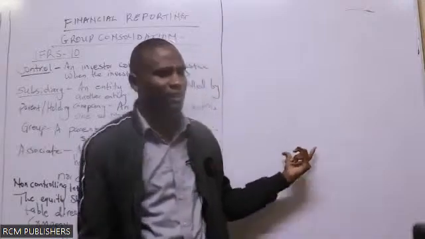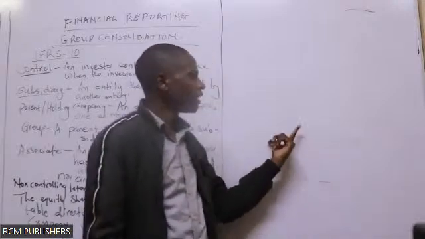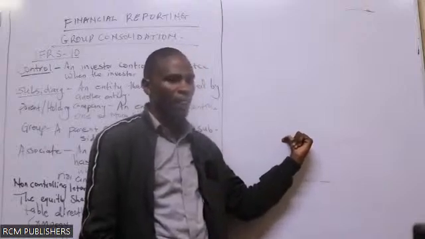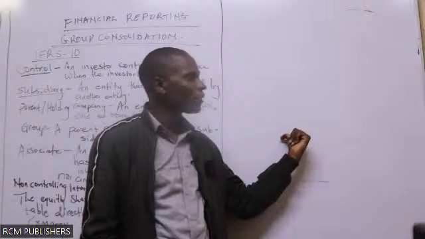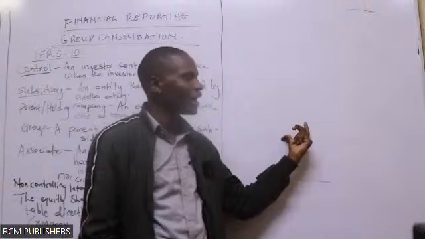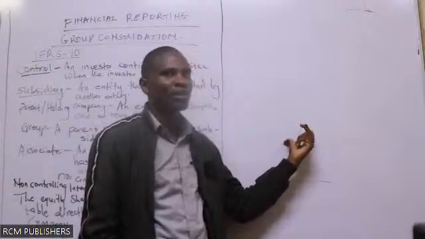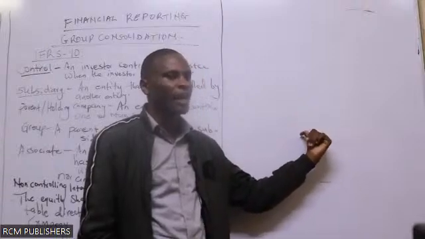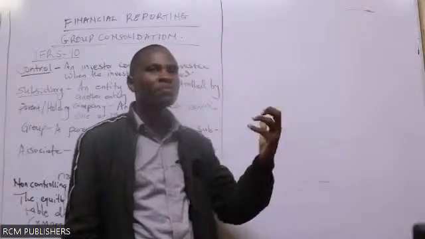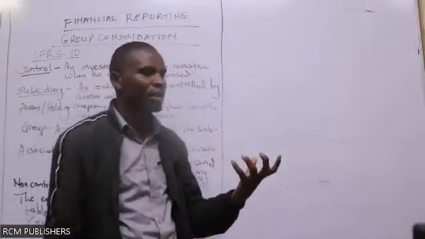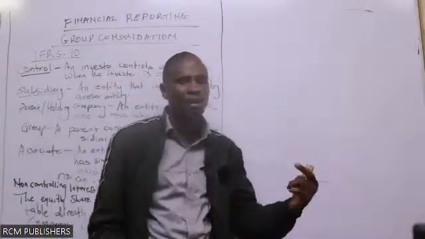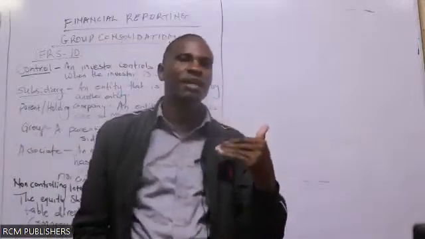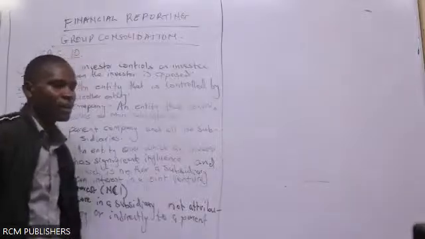That is what we were saying in our last class, that if the parent company acquires 60% of shares of a certain company, the other company becomes a subsidiary. Now, the 40% that remains and is not acquired by the parent company, that is what we are calling the NCI.